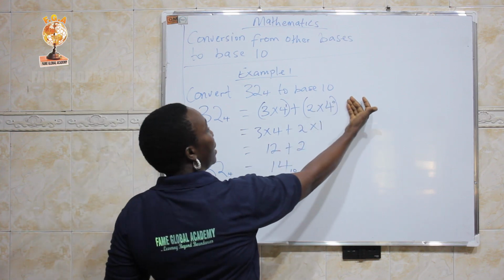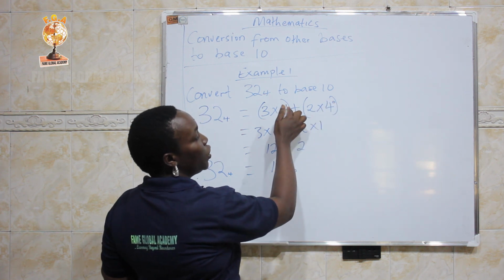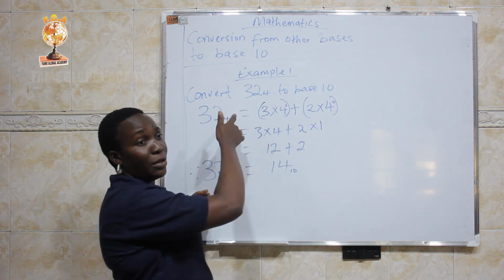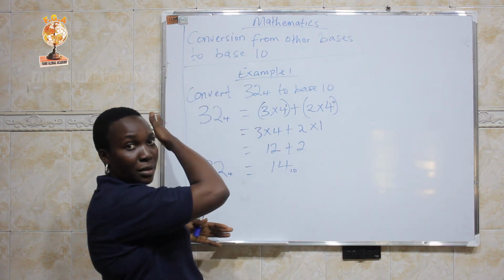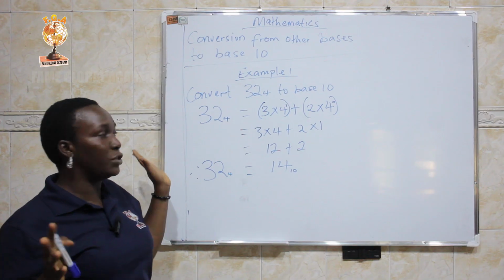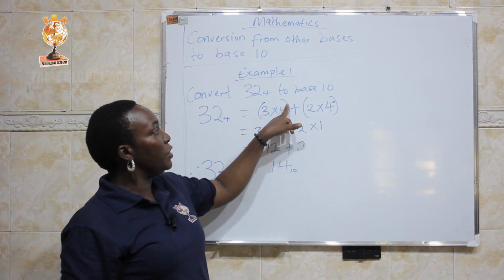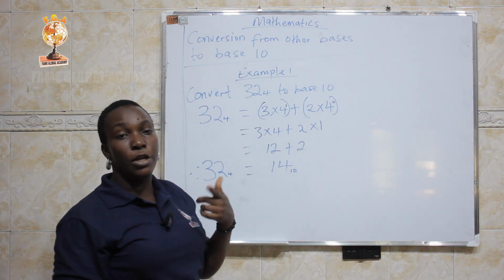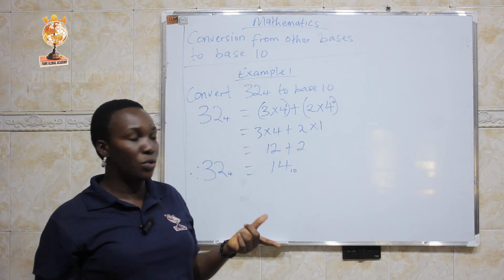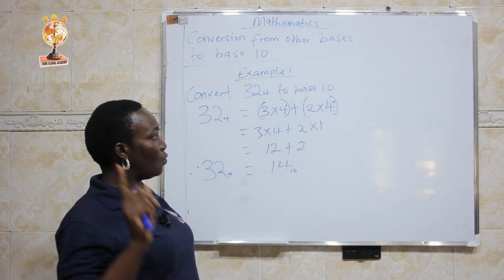You start from the last one, and that last one will be power 0, the next one will be power 1, and assuming there is another one, it will be 2, like that. That is when we have maybe a 3-digit or 4-digit number. So you now do your multiplication. 3 times 4 raised to the power of 1, which is 4. Any number raised to the power of 1 is equal to that number. Then any number raised to the power of 0, the answer is 1.